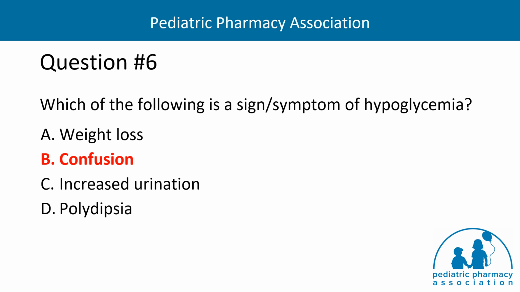And the answer is B, confusion. If you want to have an easy way to remember what hypoglycemia is, think about symptoms you may feel when you haven't eaten in a while: shakiness, dizziness, confusion, and hunger. And then we always know that polydipsia is extreme thirst. That's a symptom of hyperglycemia. Same thing with increased urination. Weight loss obviously is not a symptom of hypoglycemia.